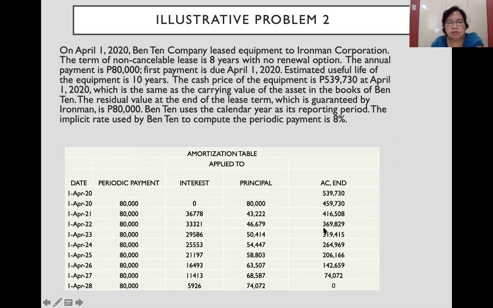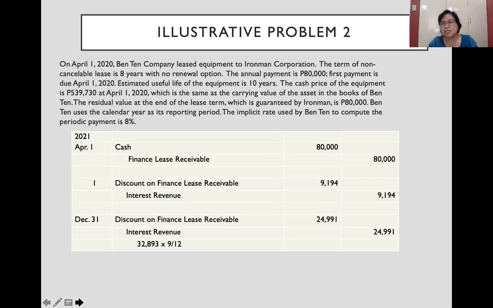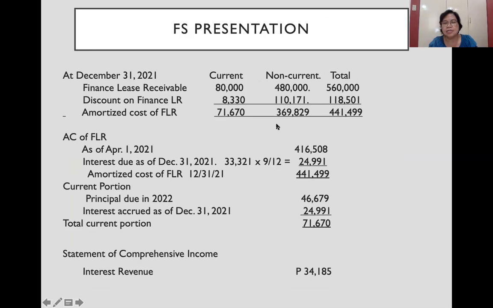This is it. So as of the end of 2021, we have amortized cost of 416,508 plus the interest accrued as of December 31. This portion of the principal is classified as current, plus it has to be adjusted by the amount of accrued interest for 9 months. And 416,508 minus this amount of current portion, 369,829, will be presented as non-current portion of finance lease receivable, which is presented in our case 369,829.